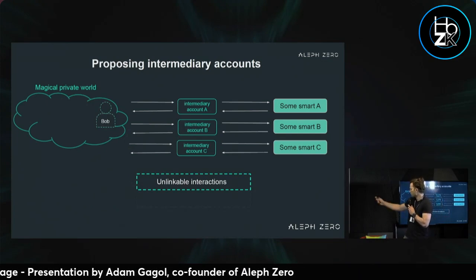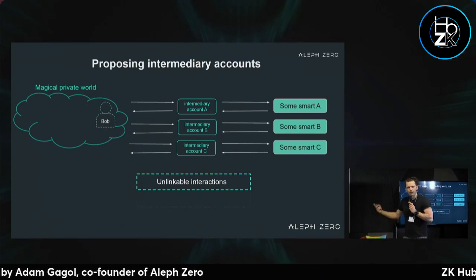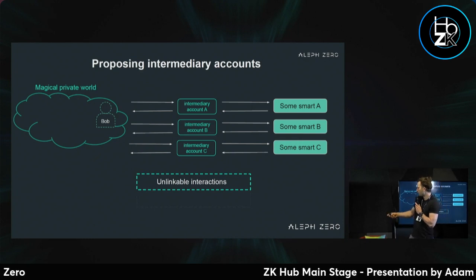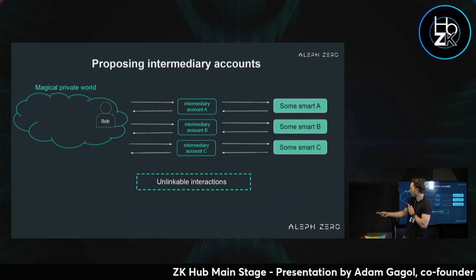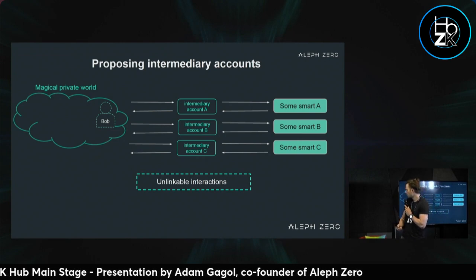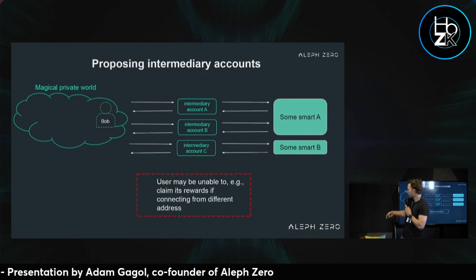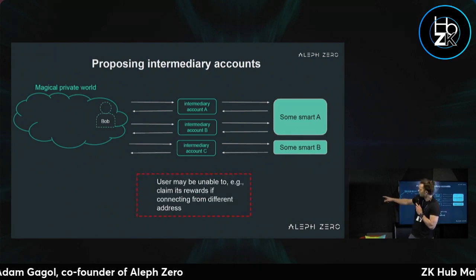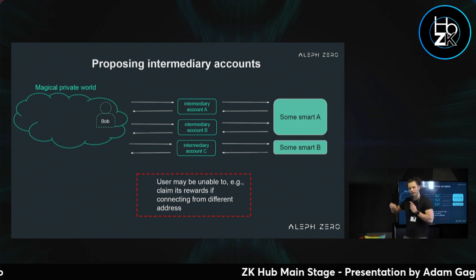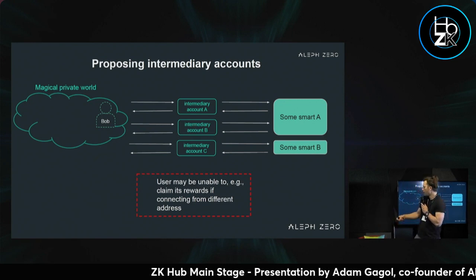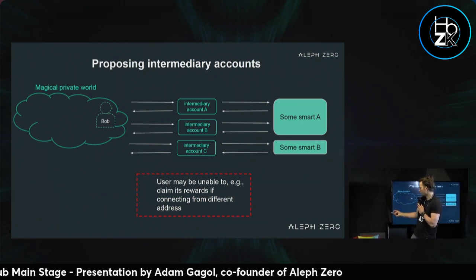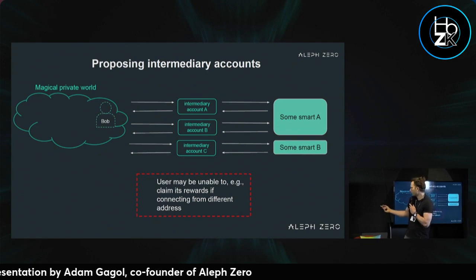A seemingly better solution is doing it like this. Every time we do some interaction, we spawn a new intermediary account. Then every action is unlinkable to each other, which is great, but there is also, unfortunately, a bad case for this. In case the user wants to first interact with smart contract A, then again interact with smart contract A and do some related action in the second interaction, and then interact with smart contract B, this may pose some problems.